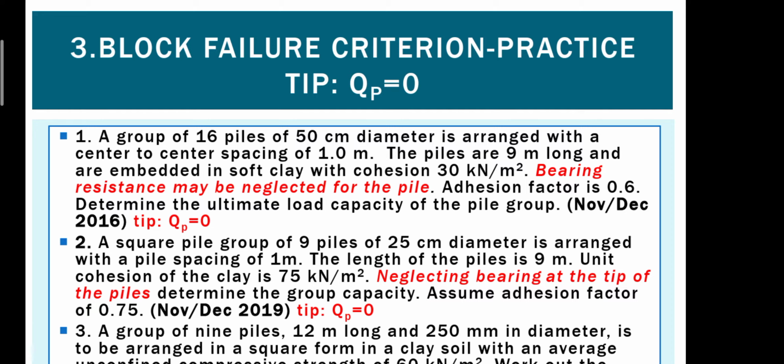We know that ultimate load QU is equal to QP plus QS. Now in place of QP, what do you put? 9 CP AP plus alpha C bar AS. Correct. Here the 9 CP AP term becomes 0. The entire capital QP term becomes 0. That is what is given. Bearing resistance is neglected. So the formula is ultimate load is equal to alpha C bar AS. That's all, that is the formula.